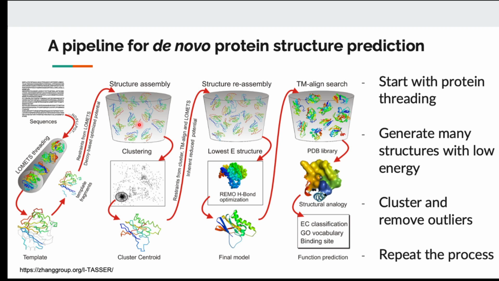But the assumption is that some of these structures might be close to the actual structure, but some of these structures might be outliers. So after you generate a whole bunch of possible 3D structures, you can do clustering. Basically, you are grouping similar structures together into groups, and there will be structures that don't look like anyone else.